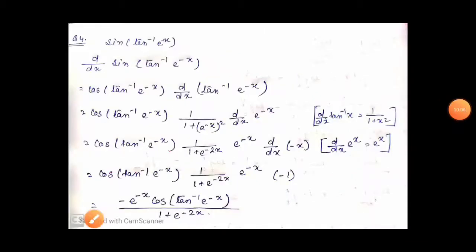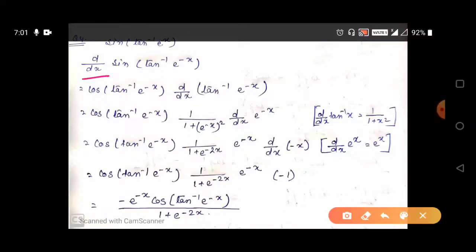Question number 4 is sine tan inverse e to the power minus x. We have to differentiate this with respect to x. So first of all we write d/dx of sine tan inverse e to the power minus x. Now first we apply the formula of d/dx of sine x. In place of x we have tan inverse e to the power minus x. d/dx of sine x is cos x. So cos tan inverse e to the power minus x.